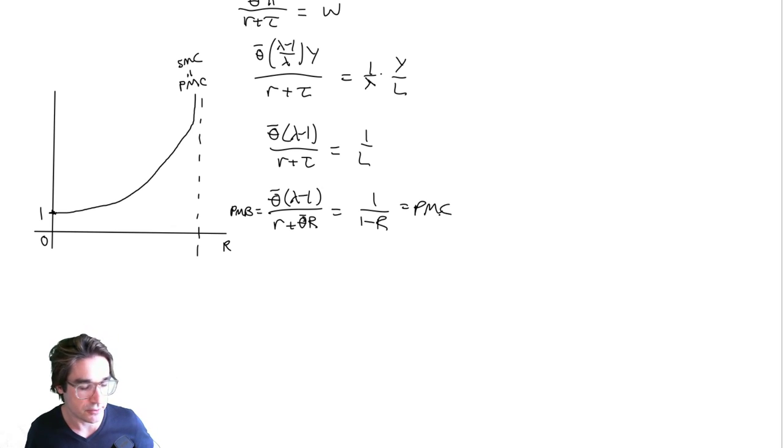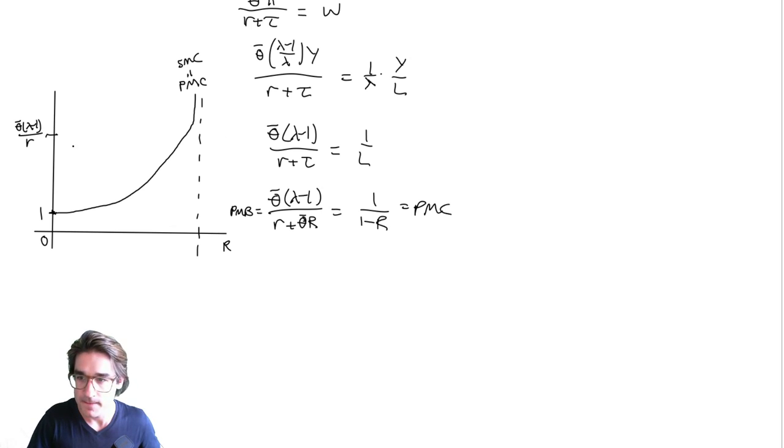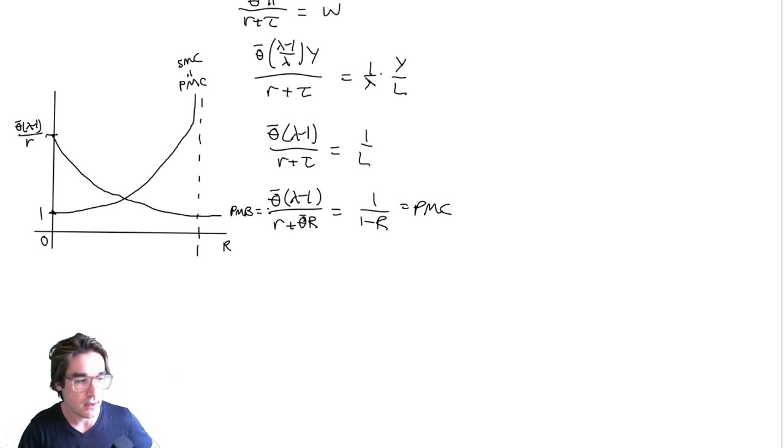Now that private marginal benefit curve is going to start up here, say, when r equals 0. This will be theta bar lambda minus 1 over r, lowercase r. It's going to start here, and then I'm going to do something like this. All right? And this is actually PMB, okay? So that's going to be decreasing, but for different reasons. Now it's decreasing because of this spillover where I do creative destruction, I kick you out of the market, that lowers your discount rate in expectation, and that's a thing.